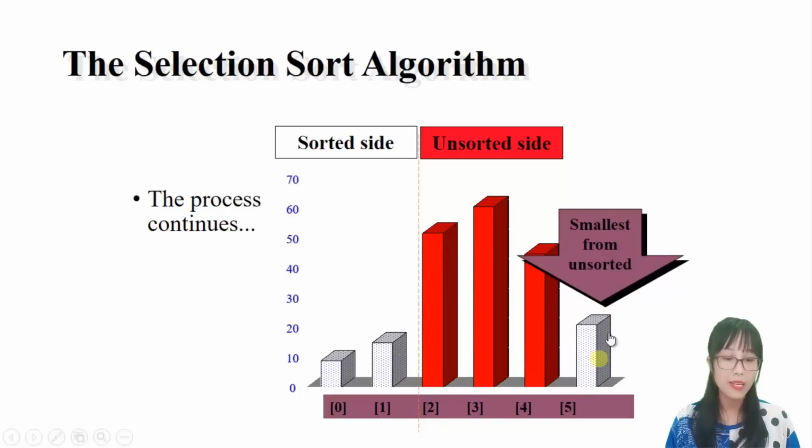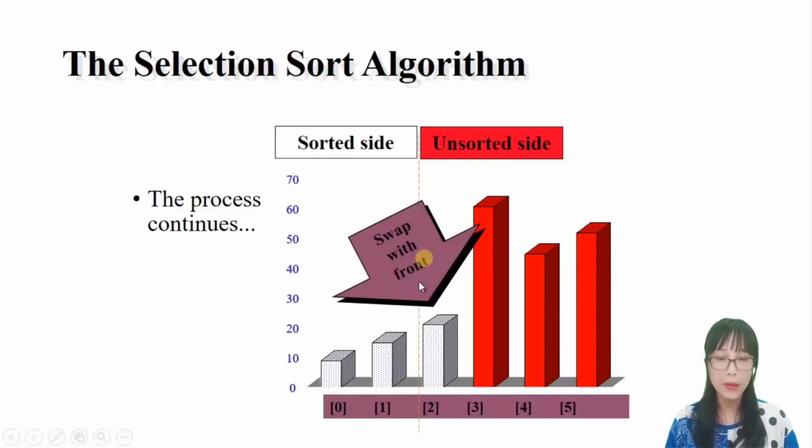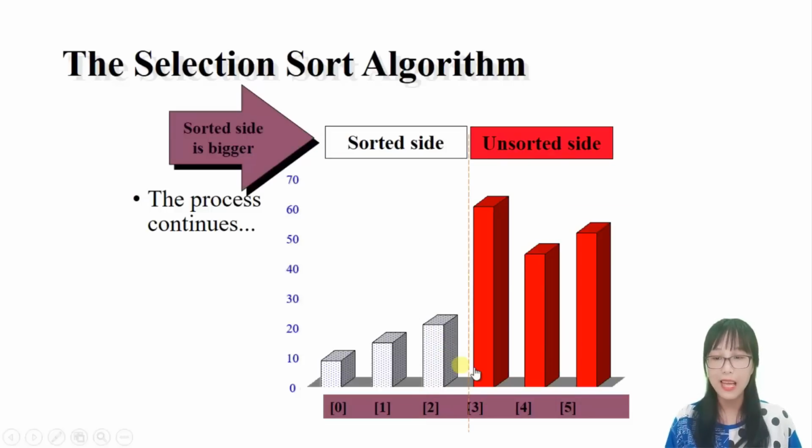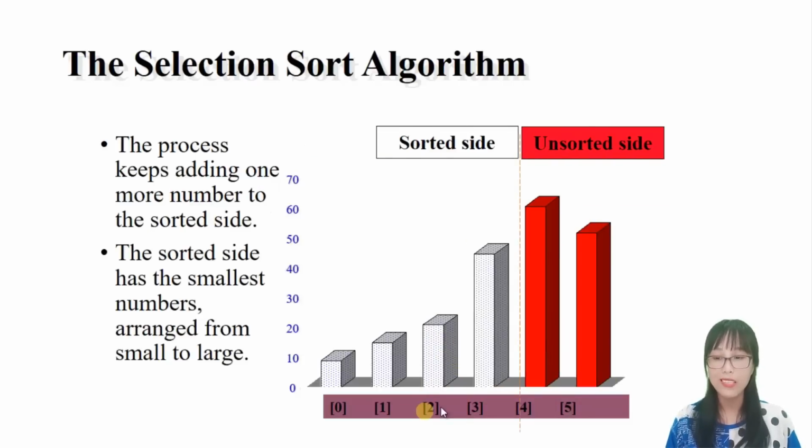Smallest from unsorted, I will swap it with the front. The sorted side is bigger. The process keeps adding one more number to the sorted side. The sorted side has the smallest numbers, arranged from small to large.